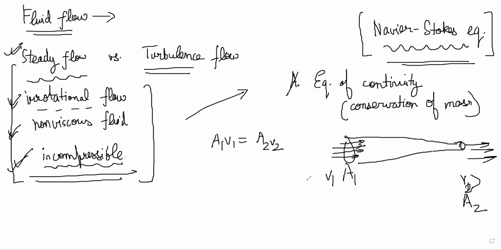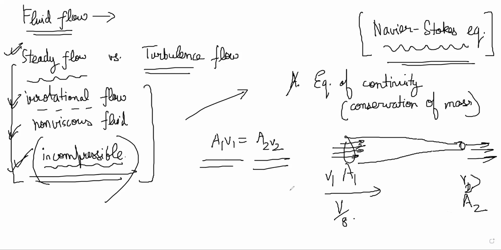A1 V1 has units of meter cube per second. A1 V1 units are basically volume per second. So basically, what is the volume per second of the fluid that enters this column? That should be equal to the volume per second that exits the column, no? If that was not true, you would have a compressible fluid. The density of the fluid will have changed then, because more fluid would have been inside or less fluid would have been inside, right?